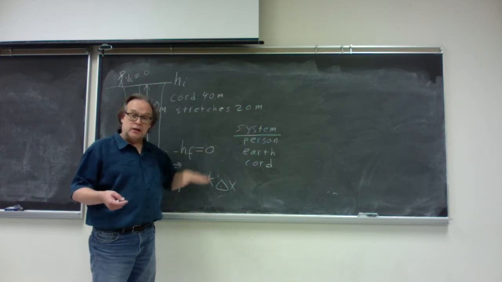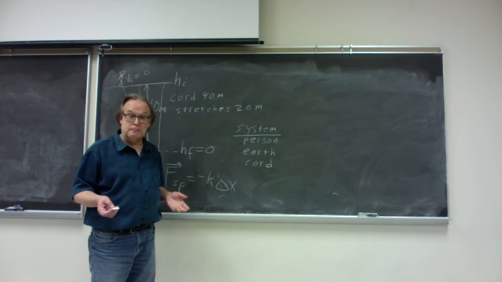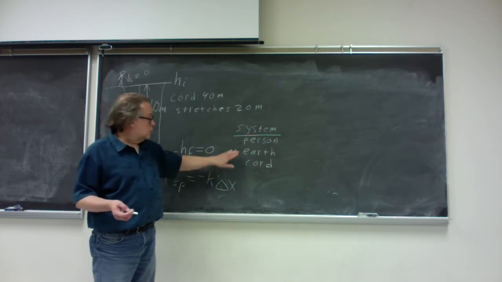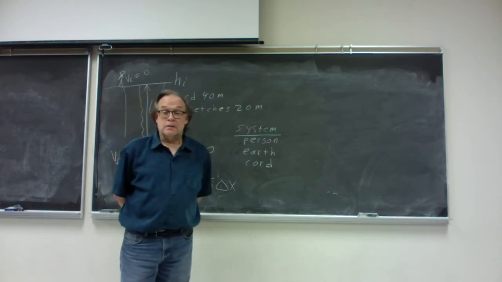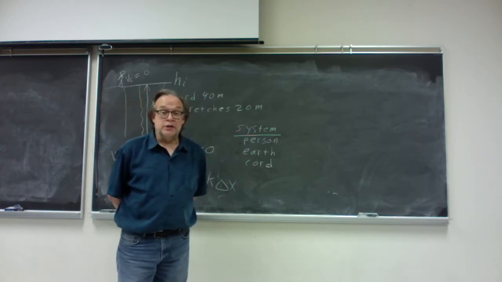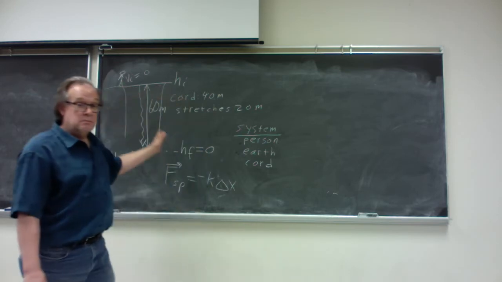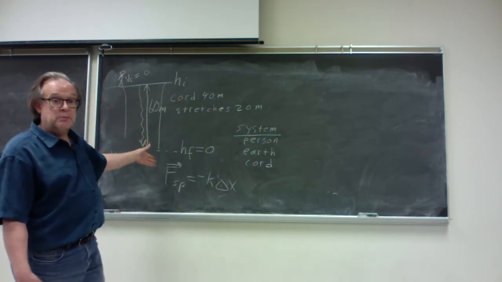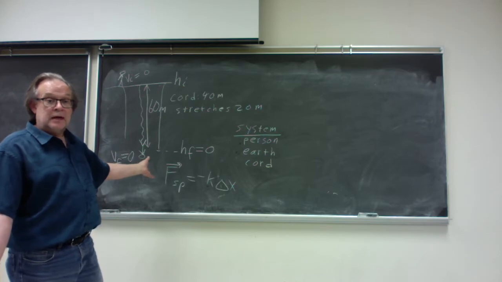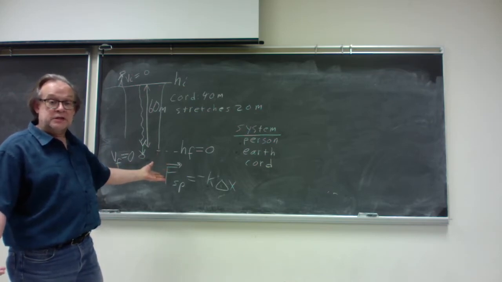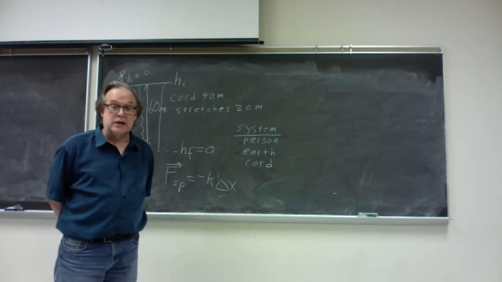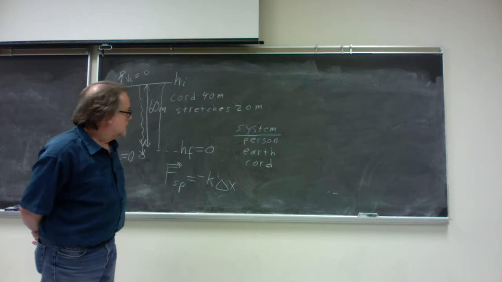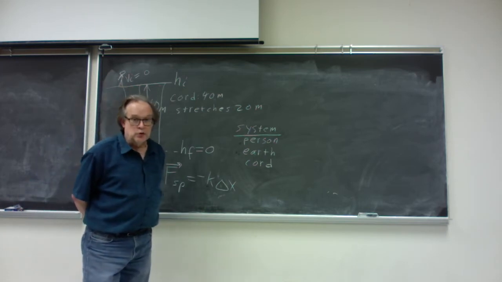Second, the person changes elevation, which means gravitational potential energy changes. And whenever that happens, we have to include the Earth as part of the system, because the gravitational potential energy is shared by the person jumping and the Earth. And unless we include the Earth in the system, we cannot say that gravitational potential energy is actually part of the system. And then we had a third rule.